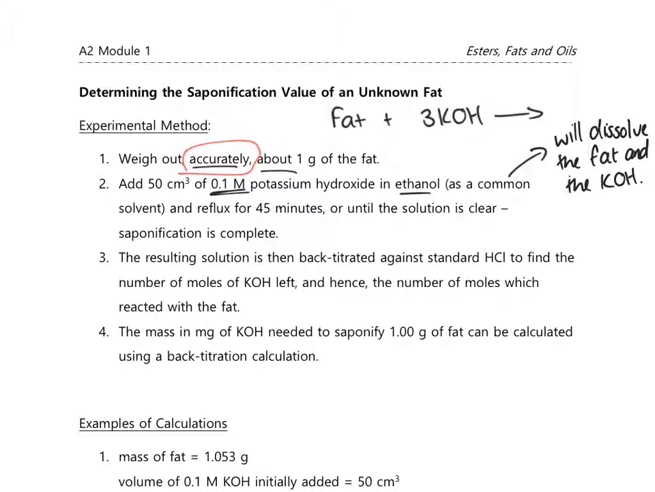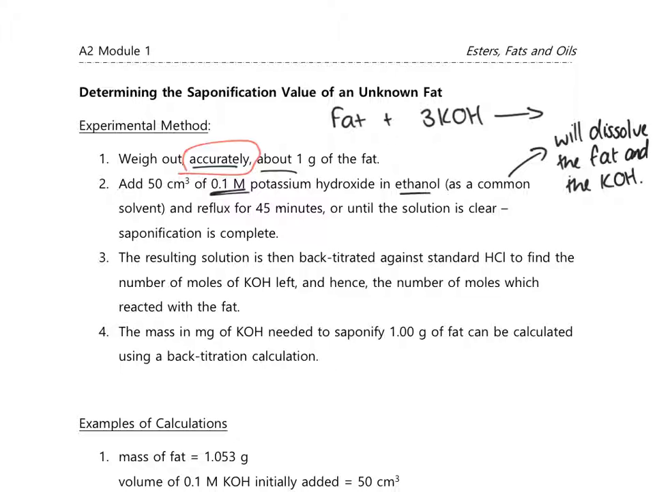You reflux it to get the potassium hydroxide and the fat to react together, in a common solvent of ethanol, so they actually react together. You reflux it for about 45 minutes or until the solution is clear. When the solution is clear, it tells you that saponification is complete, because both glycerol and the potassium salt of your acids will dissolve in water. So that's why your solution becomes clear at the end. That means saponification is complete because you have no more fat anymore.